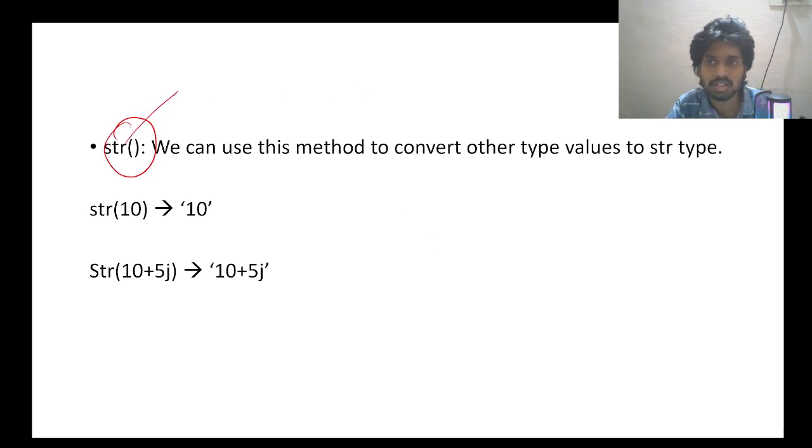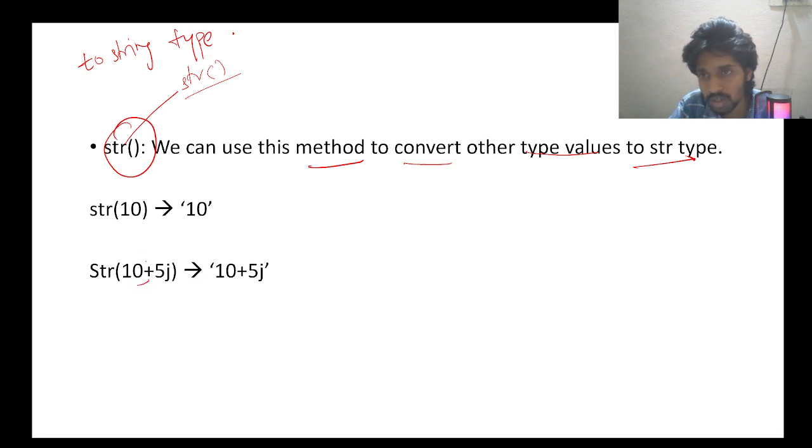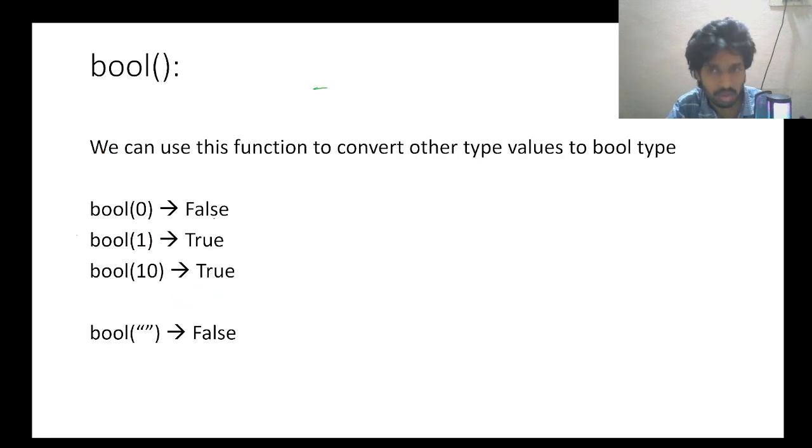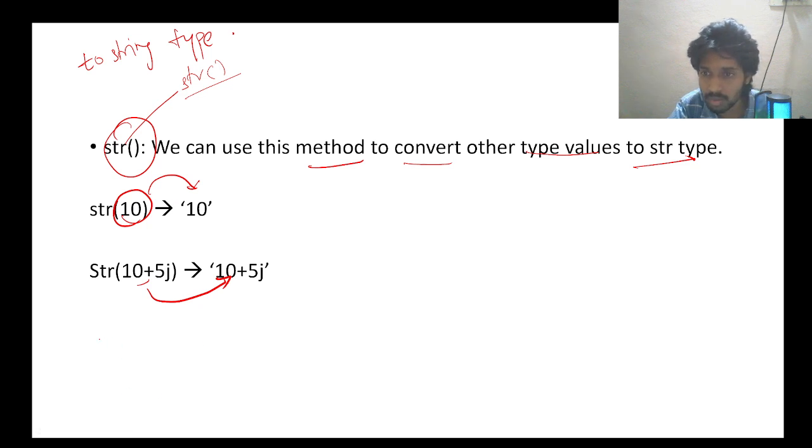The next one is the string function. Actually, this is not the last, we also have the boolean function. So this is the str function. We can use this function to convert other type values to string type. So if I mention 10 here, it will get converted to a string like this. If I mention a complex number, it will get converted into a string. And if I use str of 2.3, we'll see that.